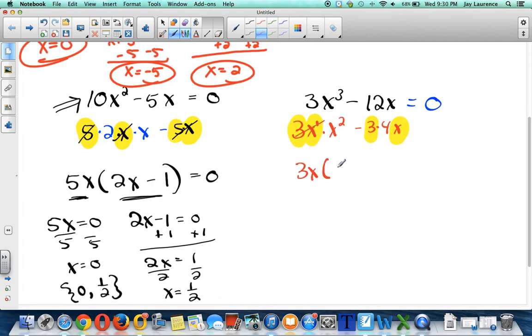I'll be left with an x squared and a minus 4 equals 0. Using the zero product property, I'll get 3x equals 0. I'll divide by 3.